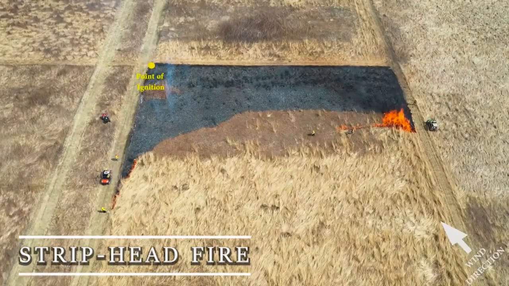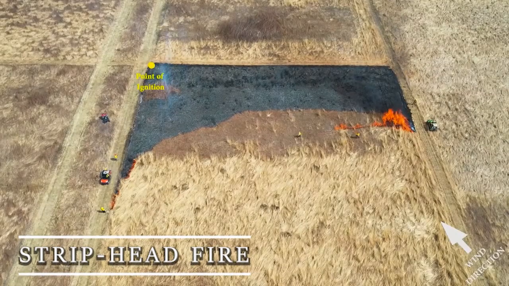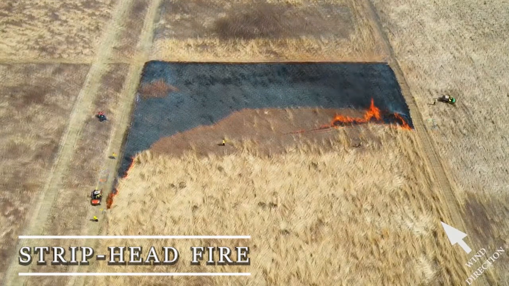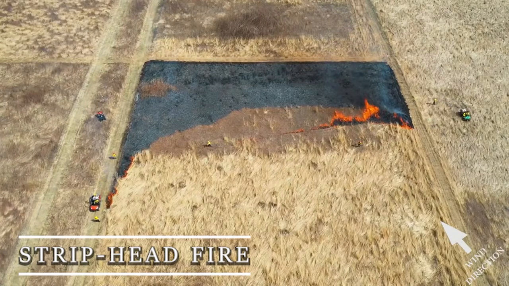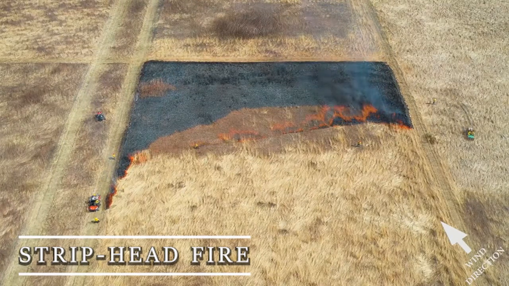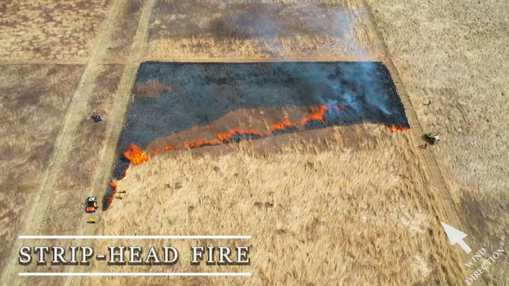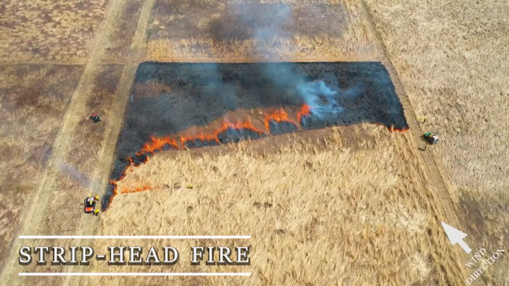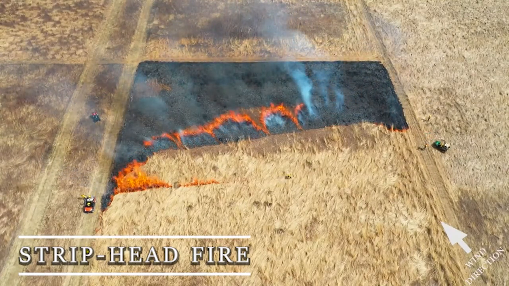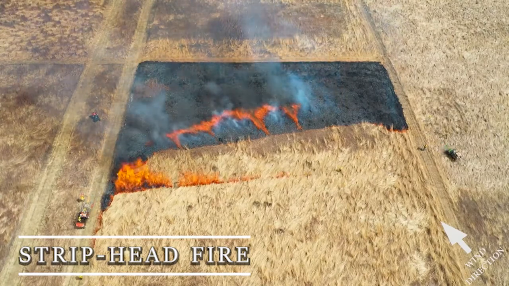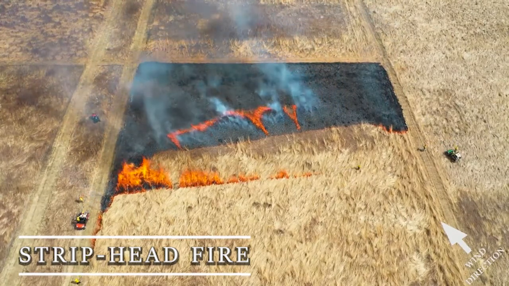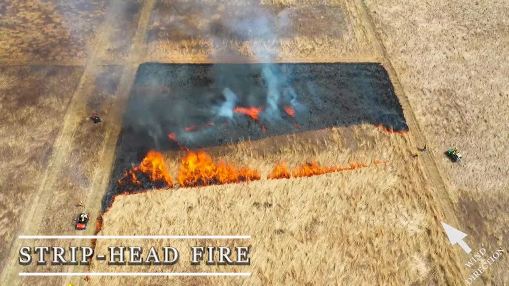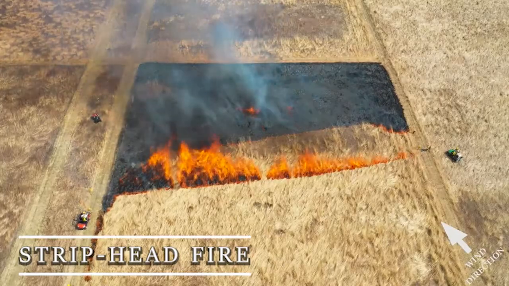Here's an example of a strip head fire where we use the wind to our advantage and let it push the flames downwind. You can see the igniter is walking across the burn unit perpendicular to the wind direction, allowing those flames to be pushed downwind. The fire behavior on a strip head fire is more intense than a backing or a flanking fire, has faster rates of spread with longer flame lengths. We control the intensity of the fire behavior by changing the width of the strips. Wider strips results in more intense fire behavior. Narrower strips results in less intense fire behavior.